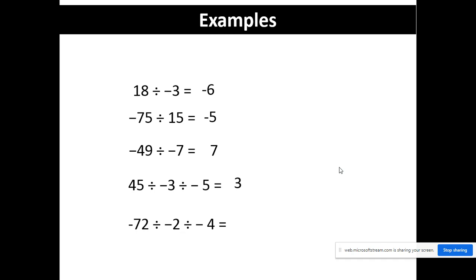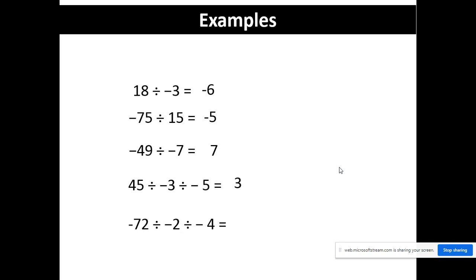So this is a little bit more challenging, but what you should do is just split it up. Just divide the first two numbers together first, and then divide the next two numbers. Okay, and that will make it a little bit simpler. Again, minus 72 divided by minus 2 divided by minus 4. Well, let's do the first two numbers together. What is minus 72 divided by minus 2? Well, what is 72 divided by 2? 36. Minus 72 divided by minus 2 is going to be just positive 36.